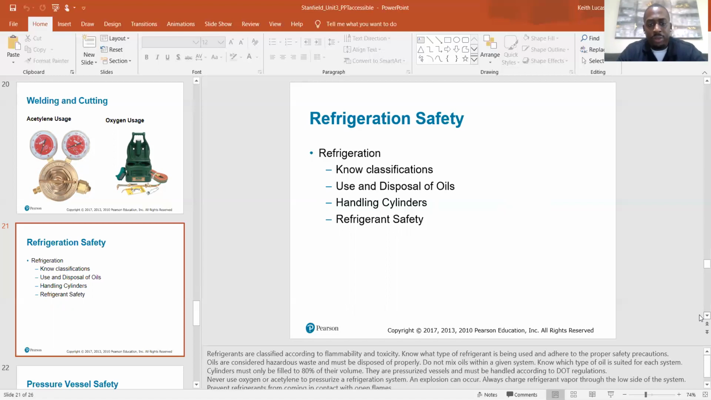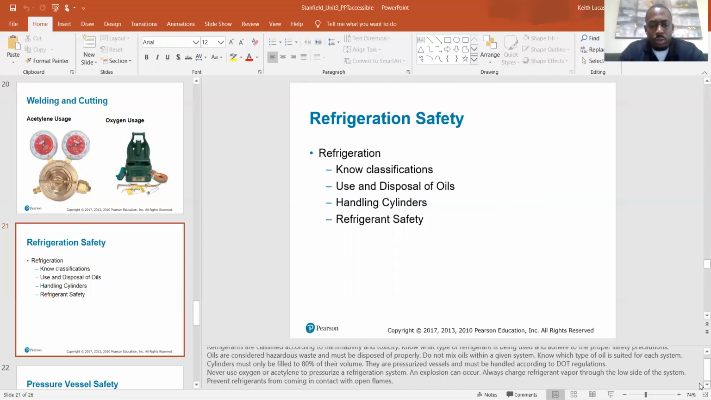Cylinders must only be filled 80% of their volume. They are pressurized vessels and must be handled according to DOT regulations, or Department of Transportation regulations. Never use oxygen or acetylene to pressurize a refrigeration system. An explosion can occur. Always charge refrigerant vapor through the low side of the system. Prevent refrigerants from coming in contact with open flames, because again, the phosgene gas.